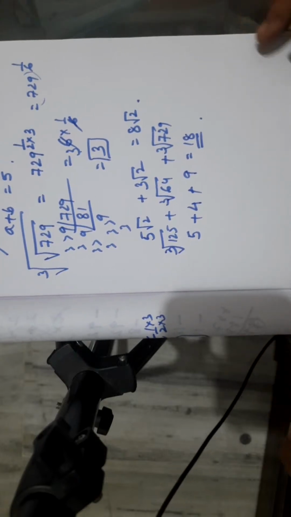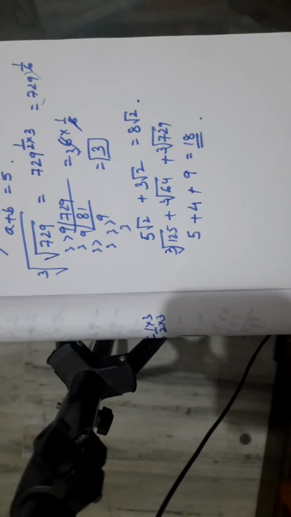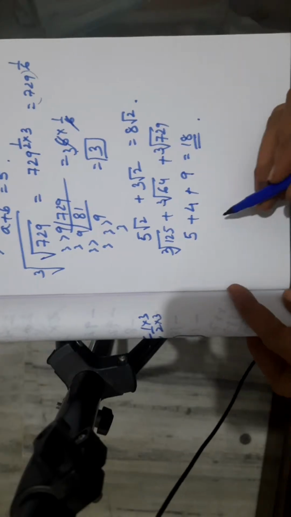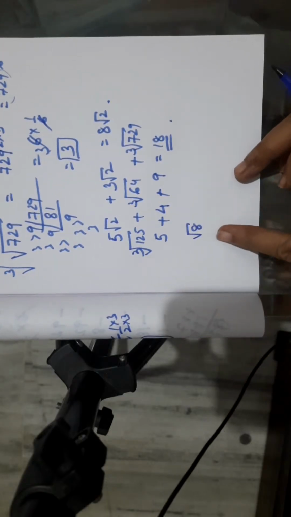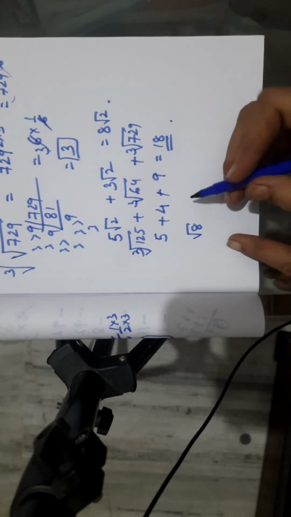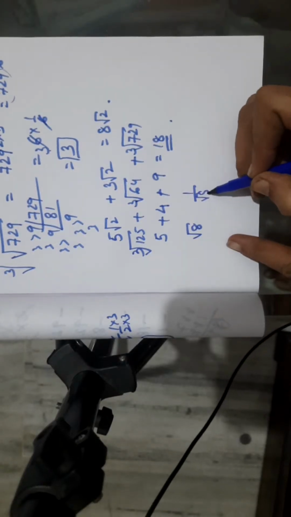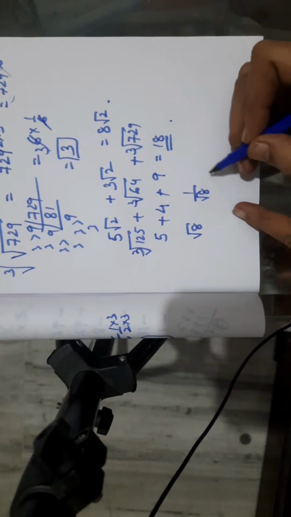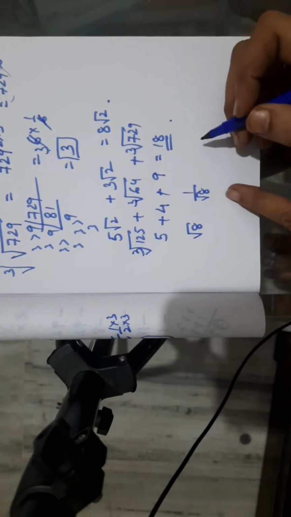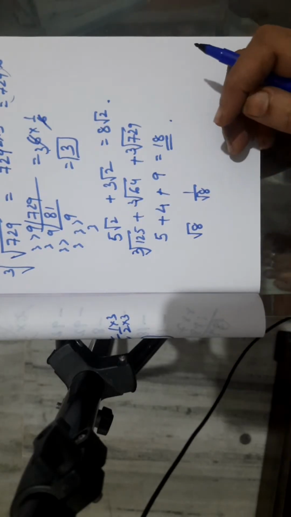So these are the different kinds of questions which you can get. Rationalizing factor. They can ask, what is the rationalizing factor of any number? If it is given in the numerator, you will say the rationalizing factor is 1 by root 8. If it is given in the denominator, you will say that the rationalizing factor is root 8. Okay, root 8 will be the rationalizing factor.